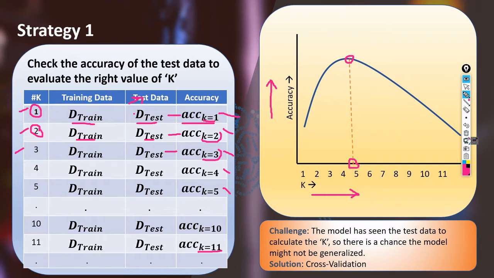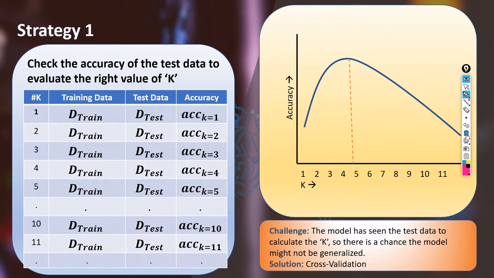Now this could be one good strategy, but I would say that this strategy won't be better. It's not good to use, because the challenge is that the model has seen the test data to calculate k. So there is a chance the model might not be generalized. In my last video, I said the main intention of machine learning is that your model should perform well on unseen data or test data. That's why we split the data into Dtrain and Dtest, separating Dtest forever only for evaluation purposes.